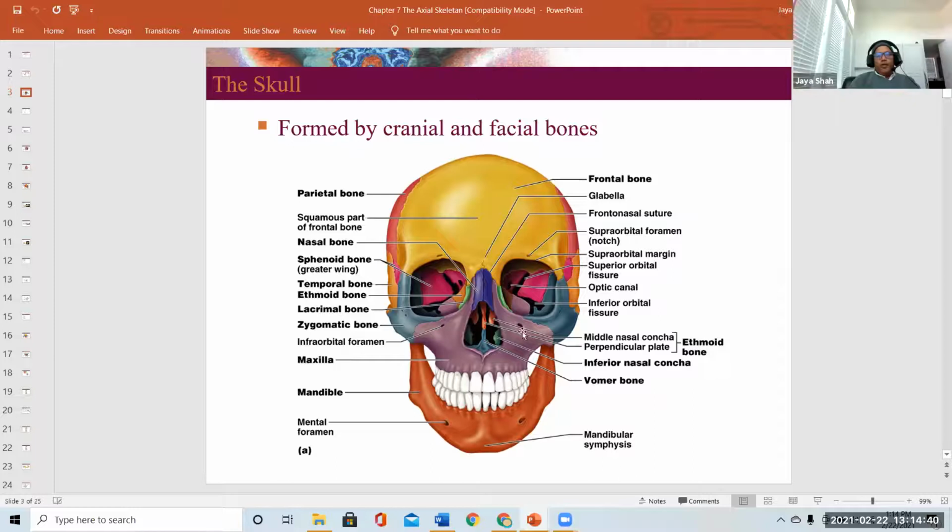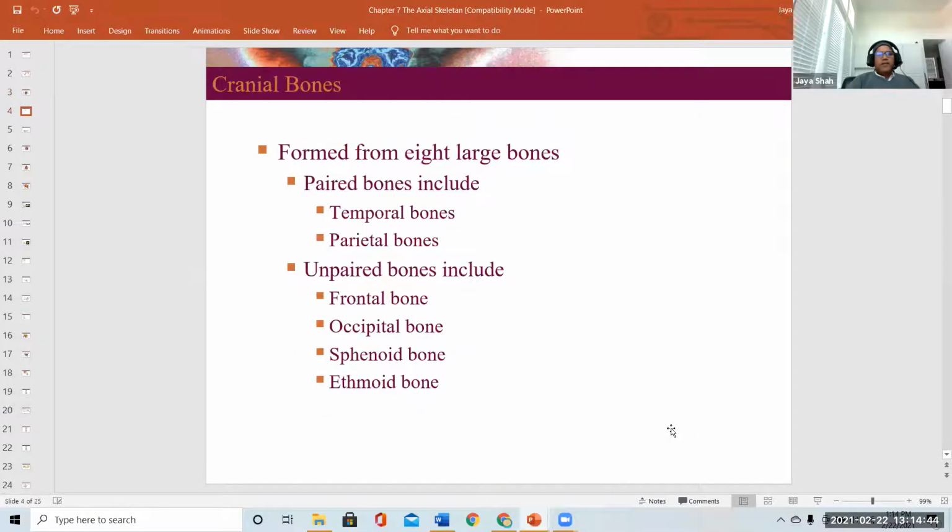Sphenoid bone part only you can see. So we can go to another slide and you can see. So cranial bones formed from 8 large bones. Paired bones include temporal bones and parietal bones, but there are other cranial bones, they are unpaired. They are frontal bone, occipital bone, sphenoid bone, and ethmoid bone.